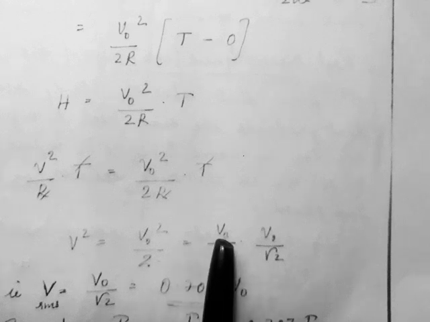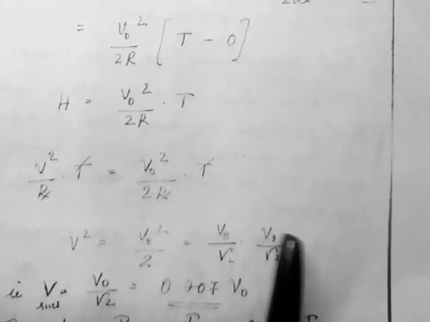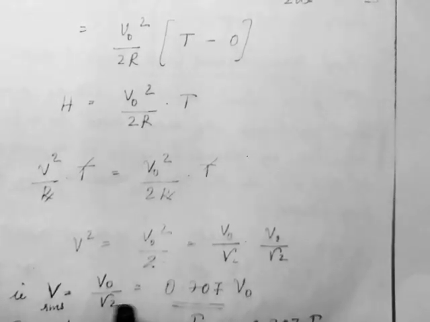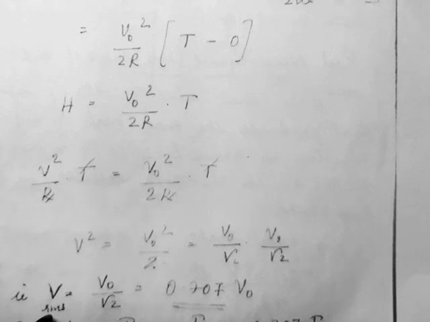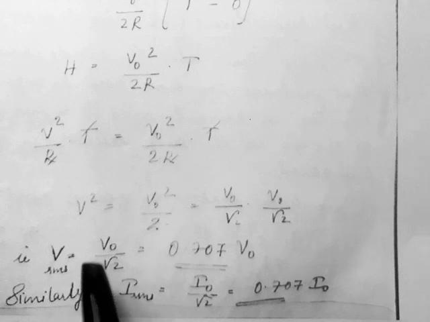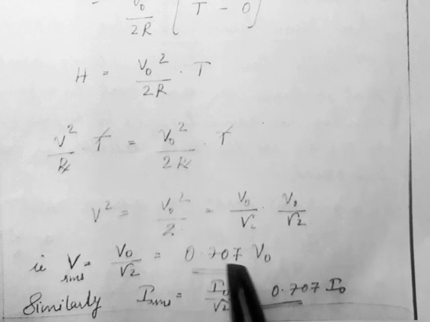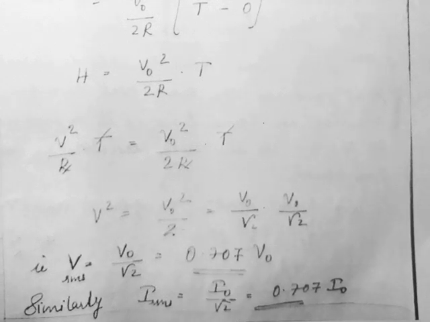This I can write as V0 by root 2 into V0 by root 2. V0 square I write as V0 into V0, and 2 I write as root 2 into root 2. So here we get a particular voltage, that is Vrms. That Vrms is 0.707 V0, that is 1 by root 2. The value of 1 by root 2 is 0.707. So that's 0.707 V0, we get it as Vrms.